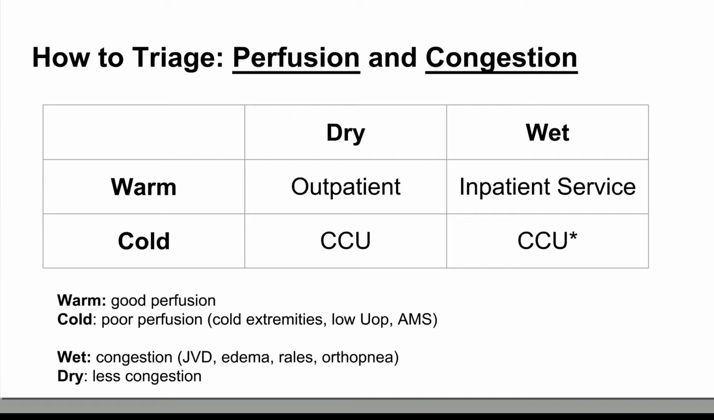What we usually call perfusion is either warm versus cold. A warm patient has good perfusion. That is me and you, someone whose fingertips are warm, who seems to have good perfusion. Cold, meanwhile, they might have cold extremities. They might not be perfusing their kidneys, so they're having low urine output. They might not be perfusing their head, so they're having altered mental status. These patients are far more worrisome.